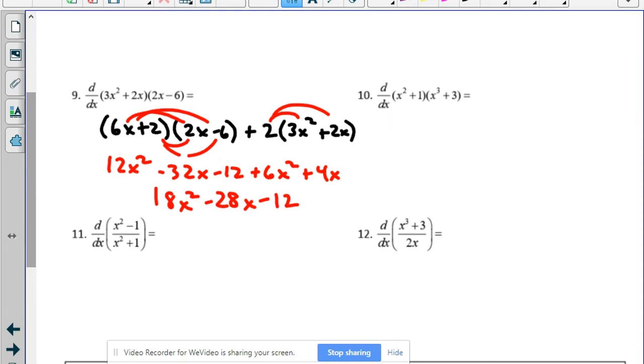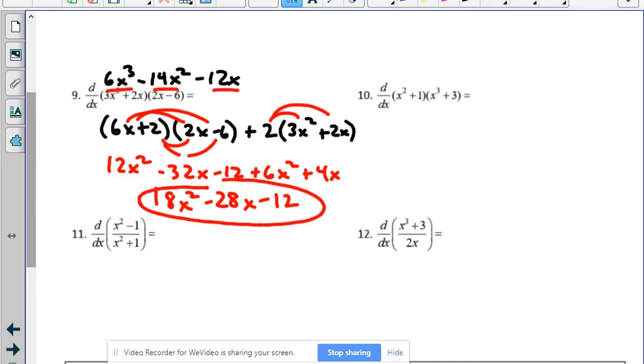Okay, now one thing that you might notice is that if you distributed beforehand, like let's say you get 6x cubed minus 14x squared minus 12x, and then you just took the derivative of each part separately, you would get the final answer that way. So there are multiple ways to do these problems. You could have done it that way. You could have done it with the product rule, variety of different ways. From now on, I'm just going to use the rule that we are working on in particular.